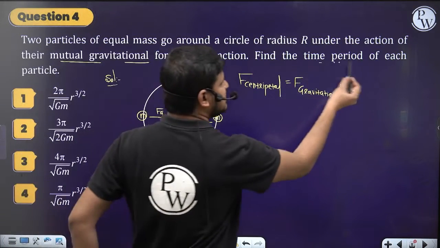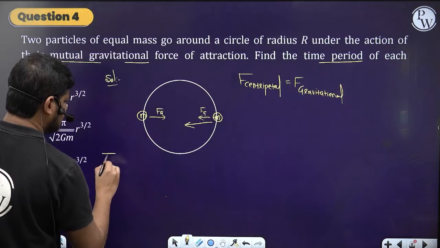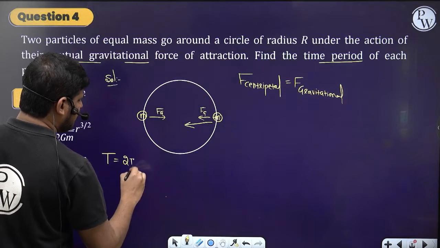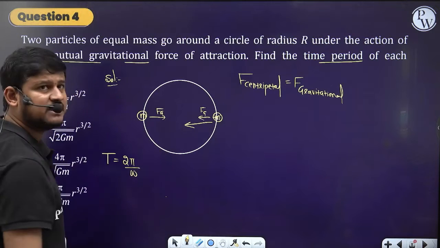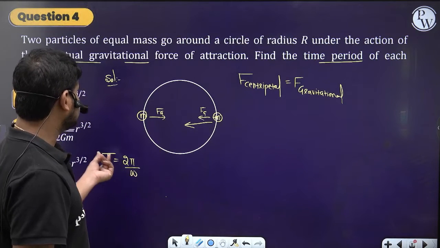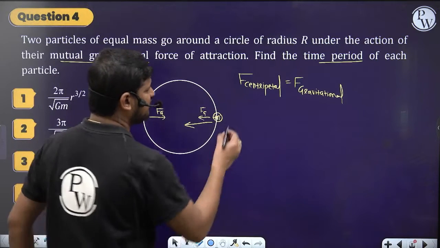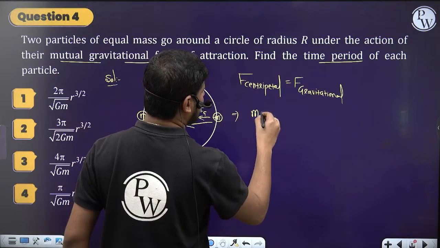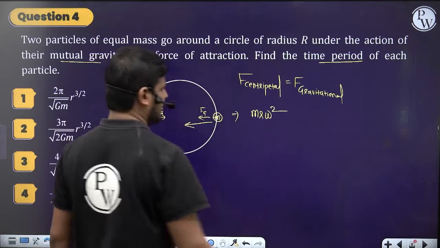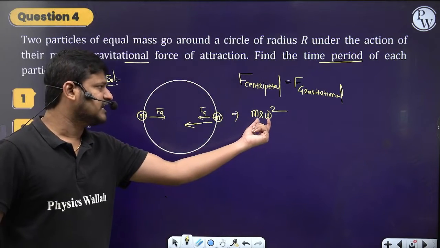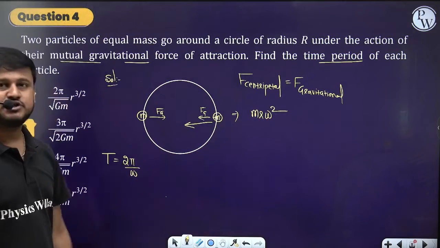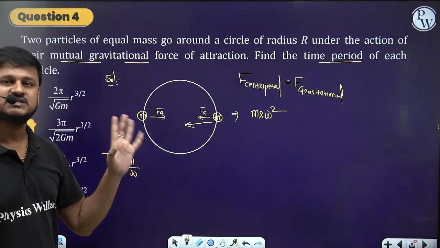So they are asking us the time period. So shall I say the time period is equal to 2 pi by omega. Omega is equal to 2 pi by T, so T is equal to 2 pi by omega. So I'll write the centripetal formula, m r omega square. From there I can find the omega and then I'll substitute it here so that I'll get the time period. This is the overall idea.